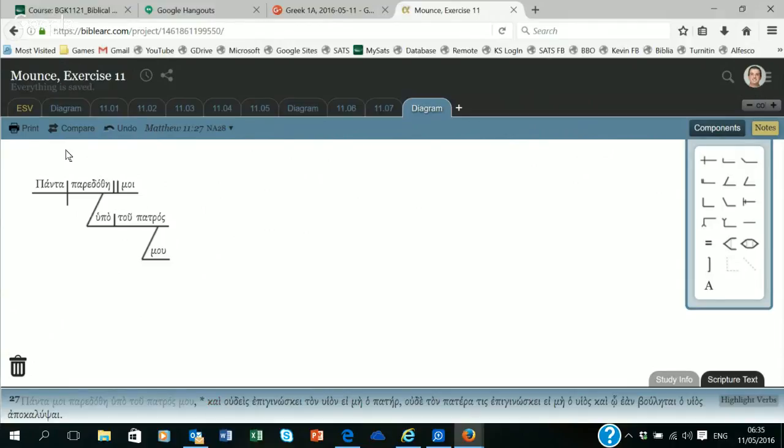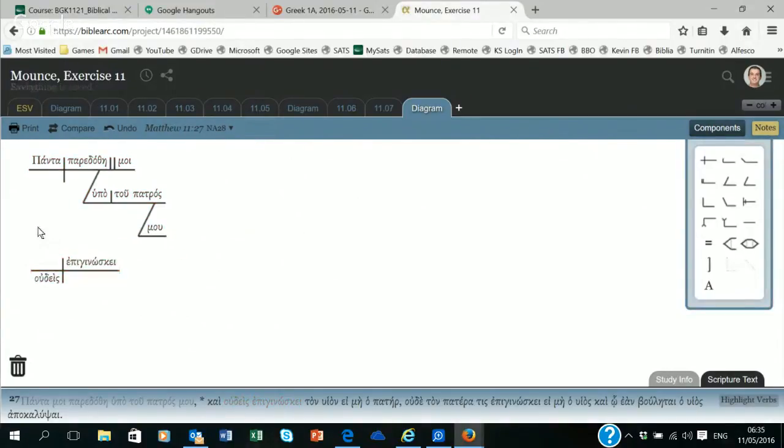Kai is obviously a conjunction. It's going to link clauses together. Udes epiginoske ton hion me hopater. So let's take Udes: nominative singular, it's clearly the subject, and epiginoske is the verb of a clause. So we've got a second subject-verb combo. Nobody knows, no one knows, Udes epiginoske. Direct object is ton hion, the son. We can see it's accusative, so it's the direct object. Udes epiginoske ton hion. That's our classical sentence: subject, verb, direct object.